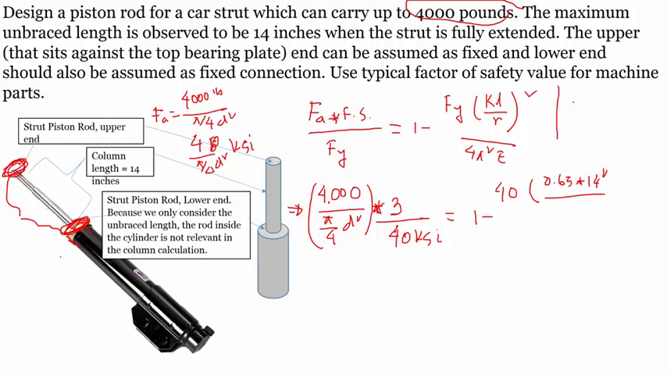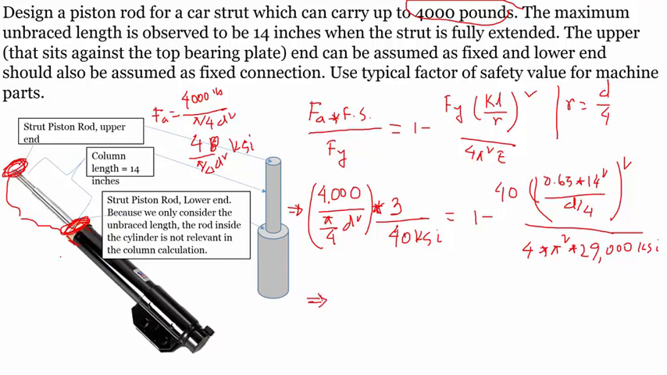Now for a circular section, r is d by 4, so I can just put d by 4 here and then square all of this, divided by 4 times pi squared times the modulus of elasticity for steel, which is 29,000 ksi. Now let's solve it part by part. On the left side I got 0.382 d squared, and on the right side I got 0.046 d squared. So I can solve for d.